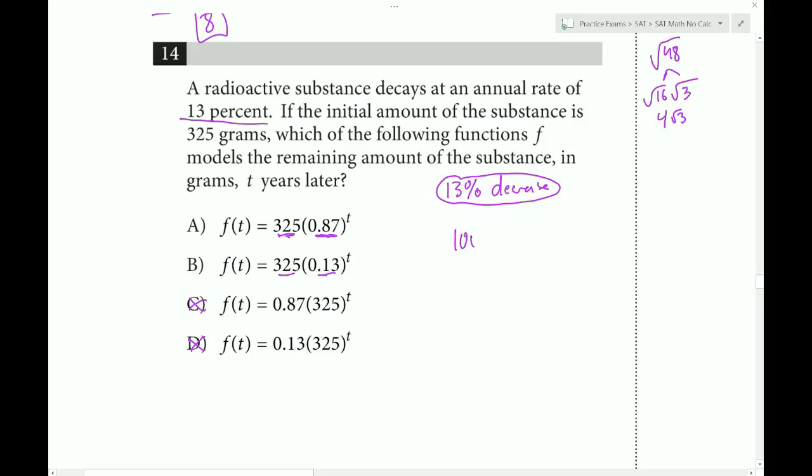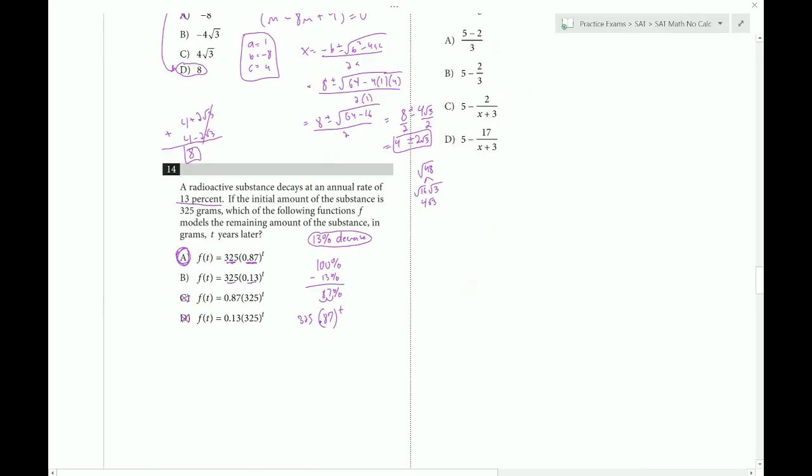The way to do that is you start with 100% and you decrease it by 13%. That will give you 87%. Then you just have to turn this into a decimal by moving the decimal place twice to the left. So that gives you 0.87 as your multiplier. So we can identify choice A as the correct answer because we're taking the initial amount and multiplying it by 0.87 t times, where t is the number of years. So if, for example, we're doing 5 years, then it would be 0.87 5 times because we're going to decrease that thing 5 times. Okay?